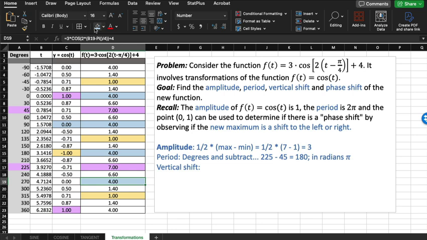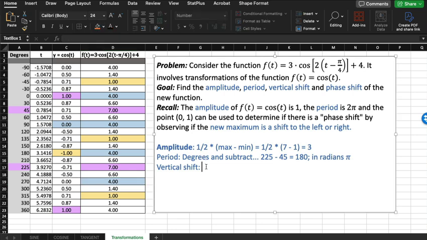The vertical shift went from 0 up to that value. So the vertical shift is from y equals 0 to y equals 4. Those are your halfway points between the maximum and the minimum. So the vertical shift is 4 units up because it's positive 4.